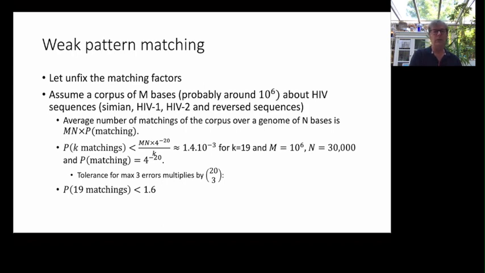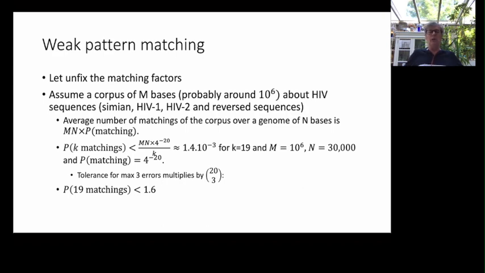In this case, if you don't fix the matching factors, then the average number of matches in the corpus is m times n, n being the length of the SARS-2 genome, times the probability of matching. If the probability of matching is 4 to the minus 20, basically because the factors have length 20, then the probability of K matches using Chebyshev is of this order, 1.4 times 10 to the minus 3.